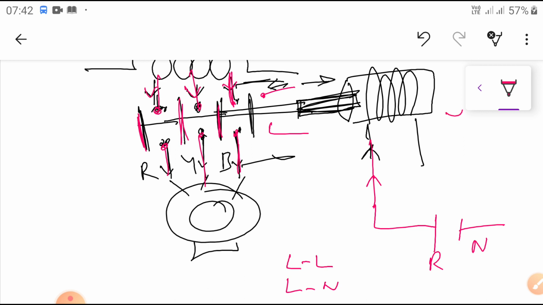I can use it anytime. For example, I can take the R phase and another is the Y phase. I take the line to line I connected here. Okay, so what happens in this case?